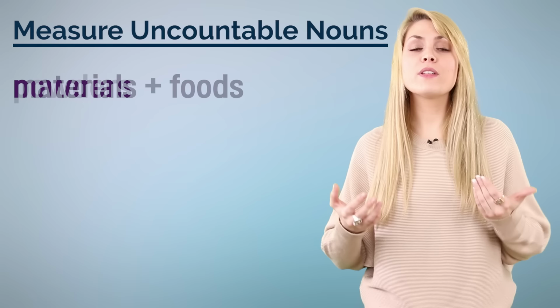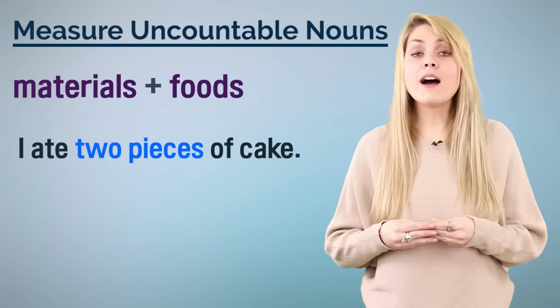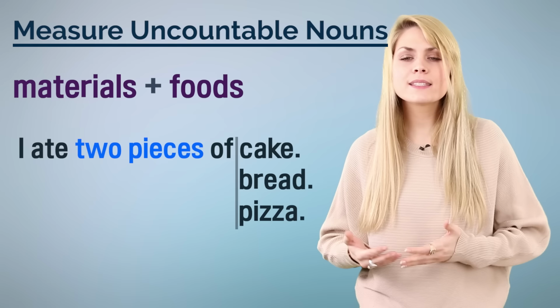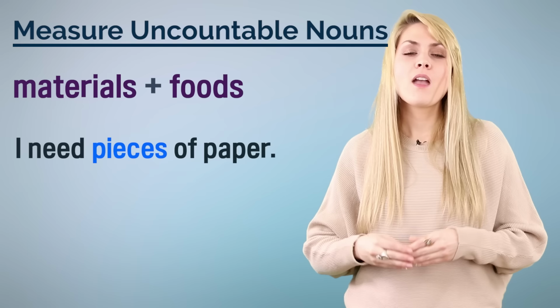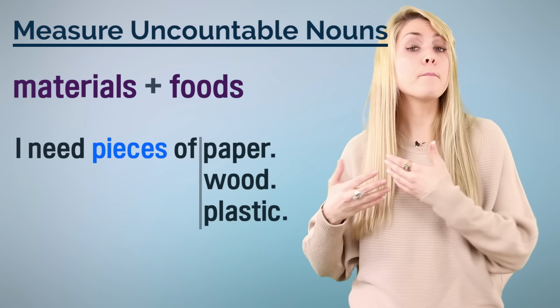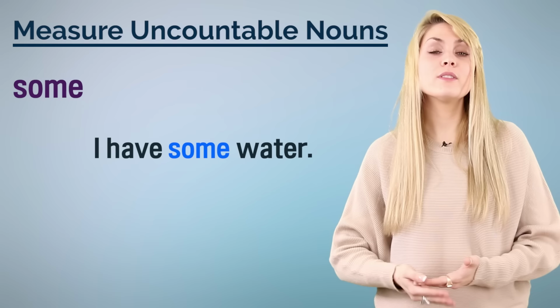With materials and foods, we often use the word piece. For example, I ate 2 pieces of cake, or bread, or pizza, or meat or cheese. I need pieces of paper, wood, plastic, metal. Or I have some water. Some is an article that always works with uncountable nouns.